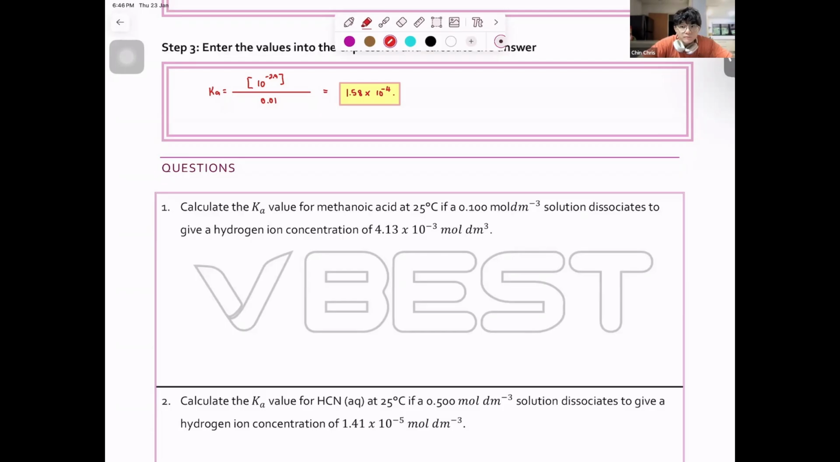Victor: Where did the square go? Yeah, my bad, I missed out a square. The square is still there.